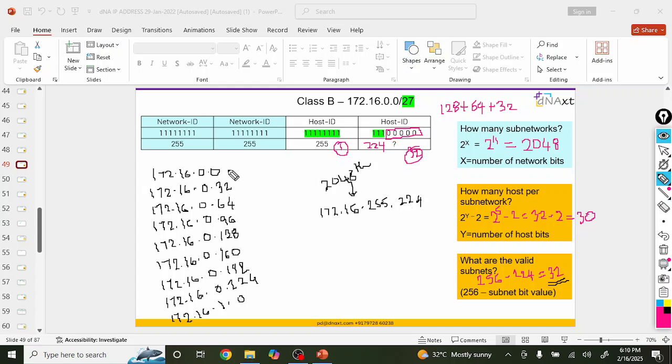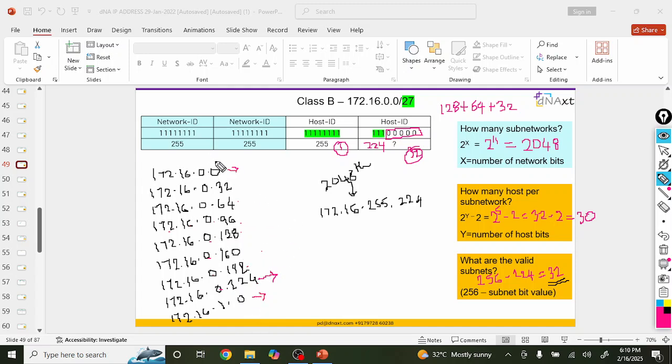Let's write down the broadcast IDs of a few of these: 172.16.0.31, 172.16.0.63, 172.16.0.95, 172.16.0.127, 0.159, 0.191, 0.223, 0.255, and here again 1.31. In this way, you can write the broadcast IDs.